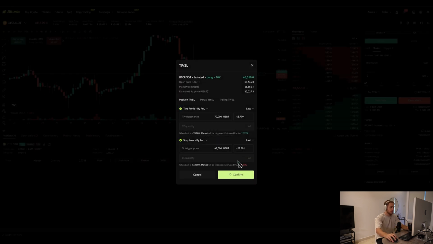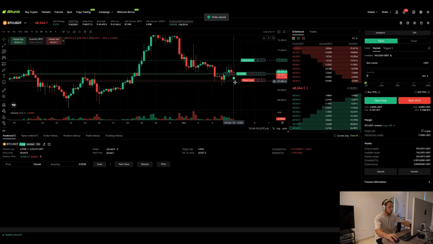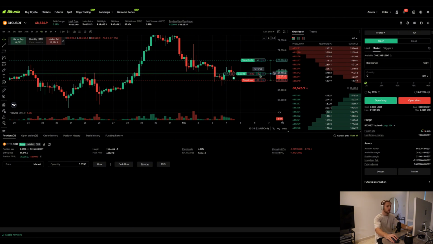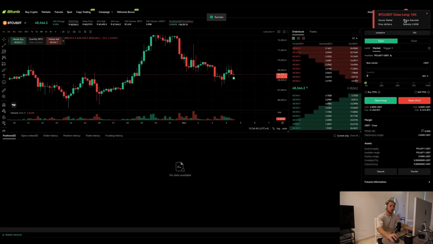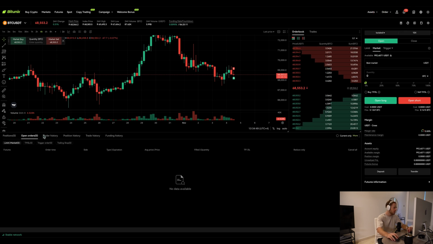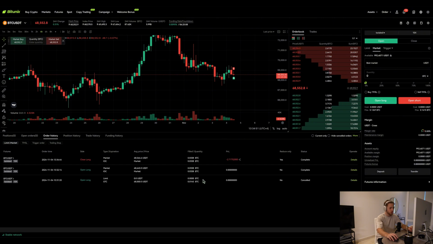So let's confirm that, and as you can see, it shows you these two orders, the stop loss and take profit, and it's that simple. You can click that reverse option, and then your position is going to be converted into a short position. But now let me close the position. That was a position only to show you, and as you can see, position closed, status executed. It was a small loss, the trade was only to show you how to open it. P&L minus $2.